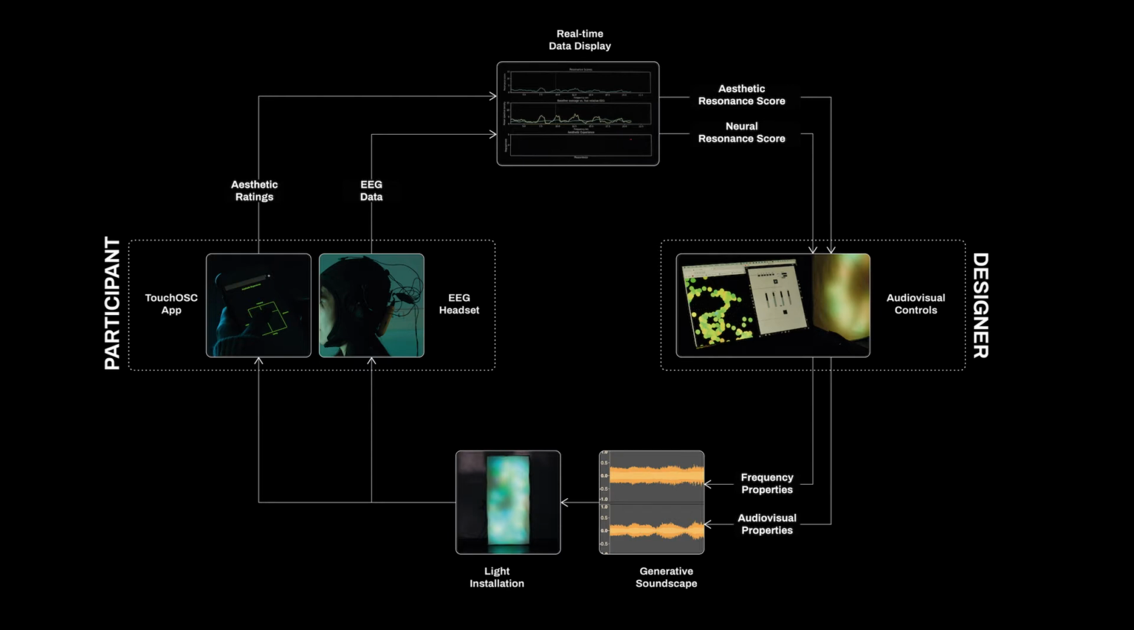So, the platform takes in raw data from the participant and analyzes it to work out how much neural and aesthetic resonance is occurring. It does this using what I refer to as resonance metrics, measures of resonance that I've developed to be reliable and simple for designers to interpret in real time. Let's now take a look at how these metrics work, starting with my neural resonance metric.